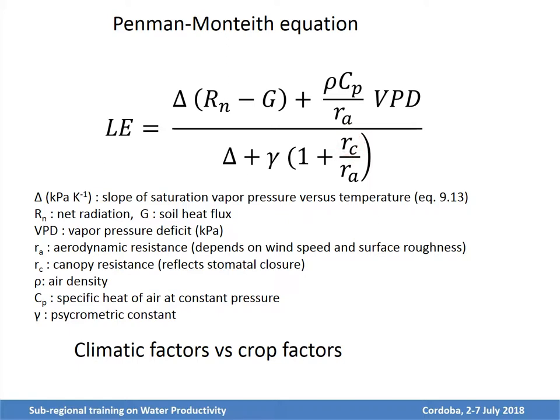The aerodynamic resistance depends on wind speed and the surface roughness, so it is partially affected by climatic conditions, by wind speed, but it is also affected by crop characteristics, like the crop roughness. RC, the canopy resistance, reflects the average stomatal closure of the canopy. So RC can change. In general, as RC, as stomatal closure increases, LE will decrease.